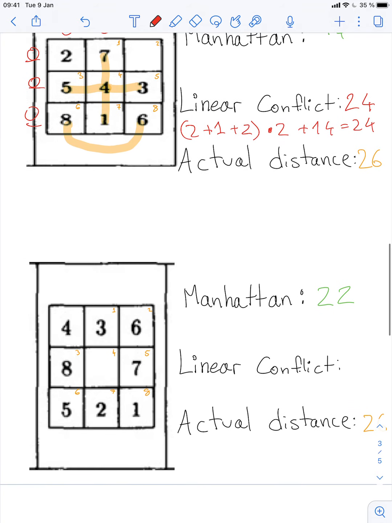Okay, this is the last problem. Pause the video if you want to solve it by yourself. In this problem, there are no linear conflicts. And that means that the linear conflict heuristic is the same as the Manhattan distance, which is the easiest problem we have seen so far.